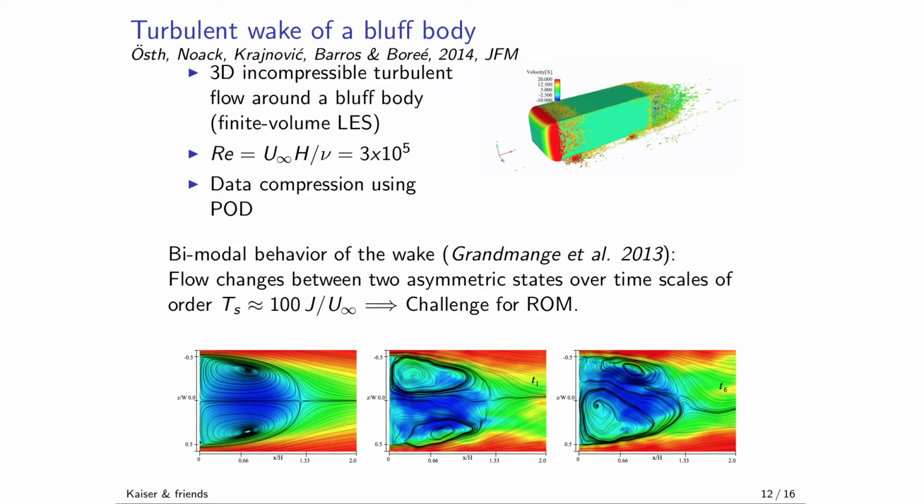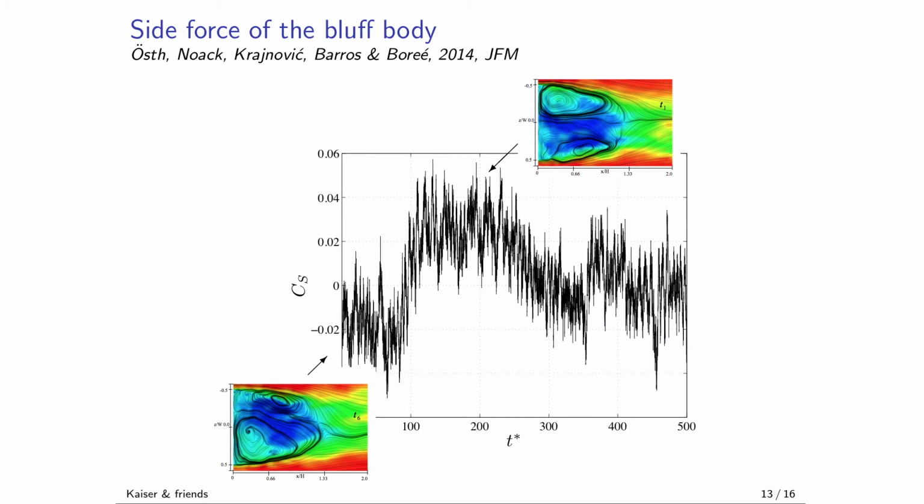In the bottom, you can see the two symmetric vortices arising in the wake if averaged over time. In contrast, looking at instantaneous snapshots, one can see that the flow switches between two asymmetric states, where the vortex is dominant on one side of the body, while the vortex on the other side weakens. This behavior can also be observed in the evolution of the side force acting on the body. Extremal side force values correspond to these two asymmetric states in the wake.